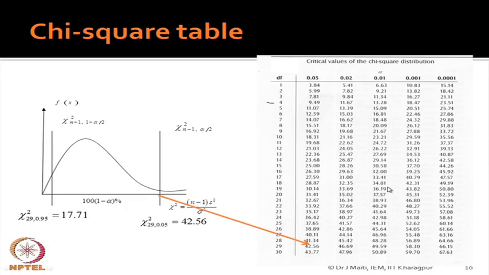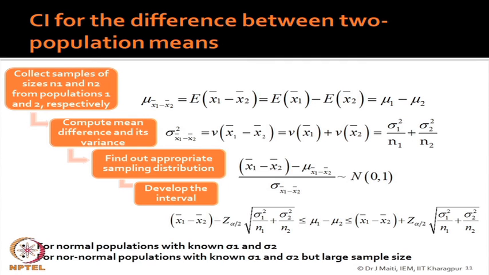Then chi-square, we have seen this. Then confidence interval for two populations, the difference between two population means. What will you do here? See, the entire procedure remains the same. You only have to know what the random variable is, what the statistic is and what the sampling distribution is. If you know that, then your work is over.